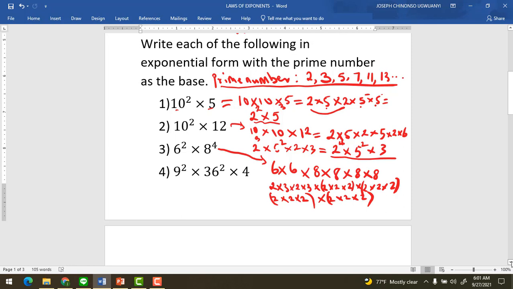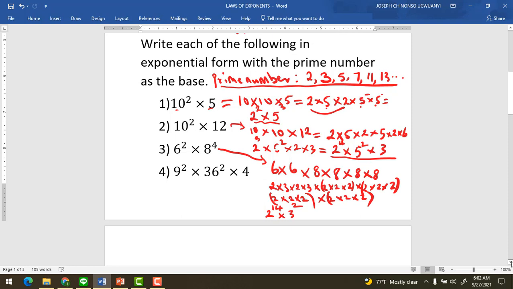So we have 2 to the power 3, 2 to the power 3, 2 to the power 3, 2 to the power 3. So we have 3, 6, 9, 12, 13, 14. So we have 2 to the power 14. Then 3, we have 1, 2. Okay. Times 3 to the power 2.